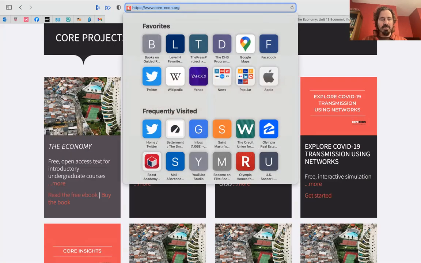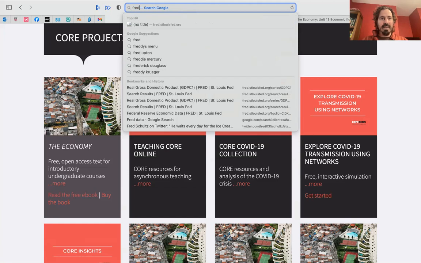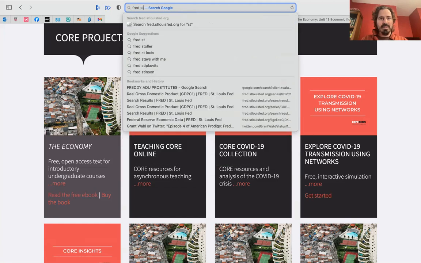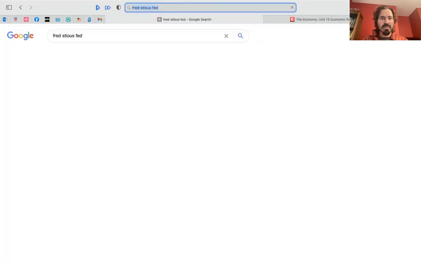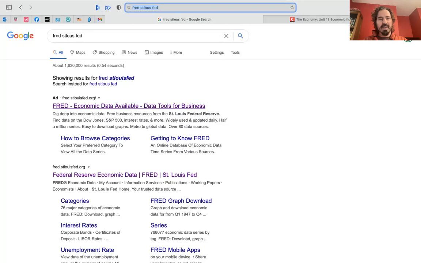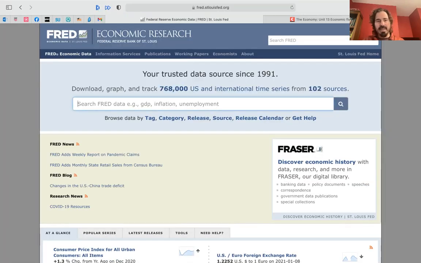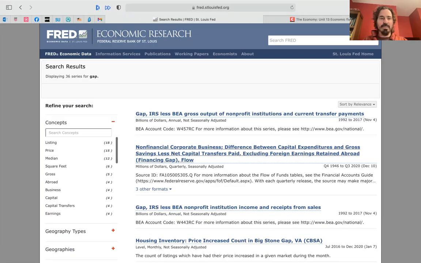If we go to FRED, let's just search the St. Louis Federal Reserve. I'm just going to search for those terms, FRED, St. Louis Federal Reserve. This is a service that the St. Louis Federal Reserve provides for economic data. So we have a search engine for economic data. We could just search for GDP to get the United States GDP.